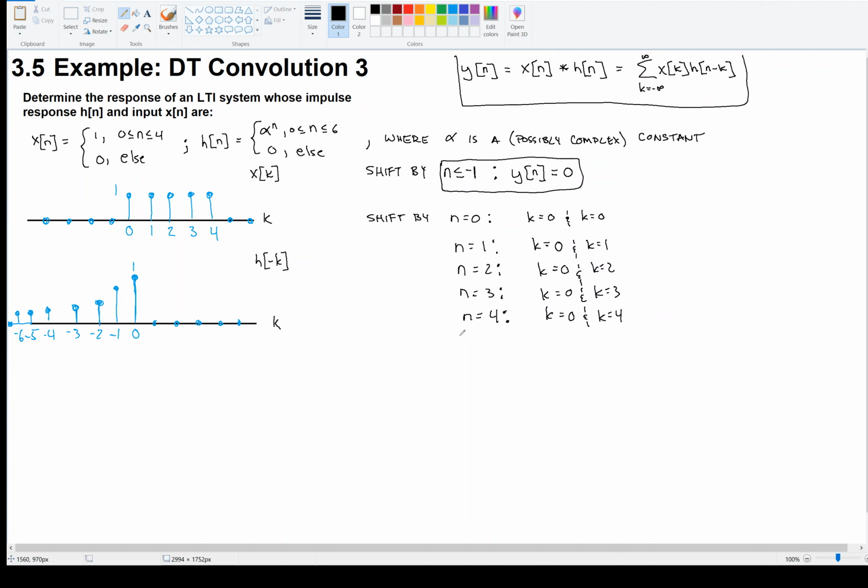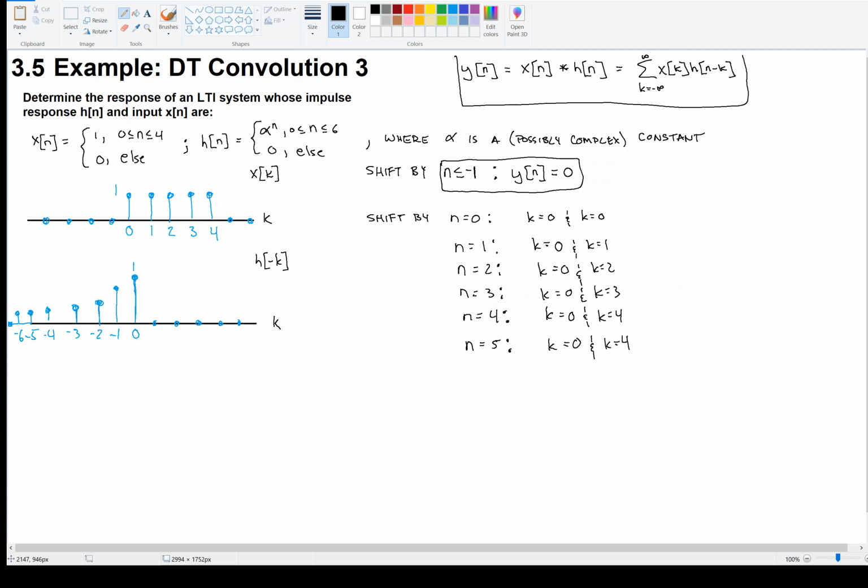Now, notice that when I shift by n equals 5, this leading edge at 0 would now be at 5, which is outside of this range, right? Because this one stops at 4. And then this back edge would be at minus 1. So the non-zero overlap now is k equals 0 to k equals 4.